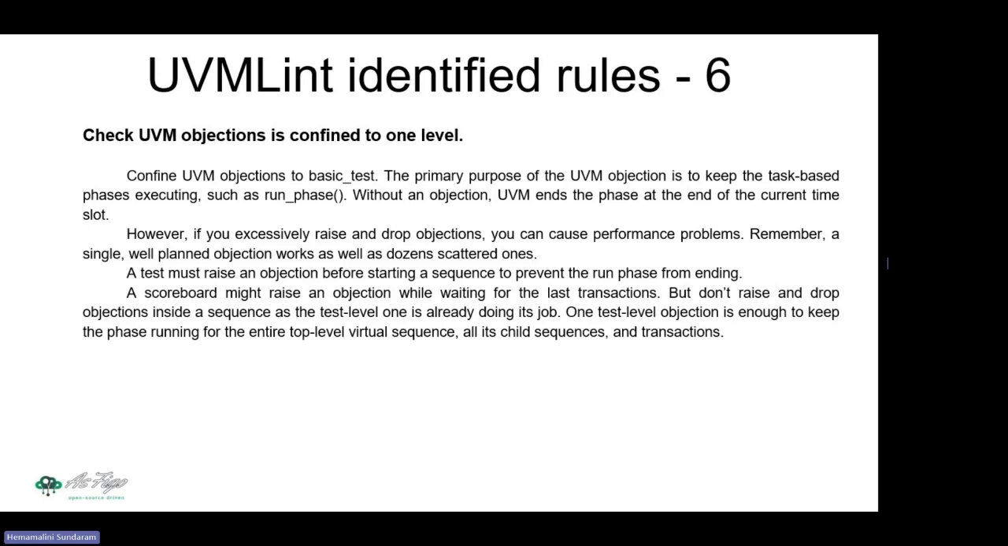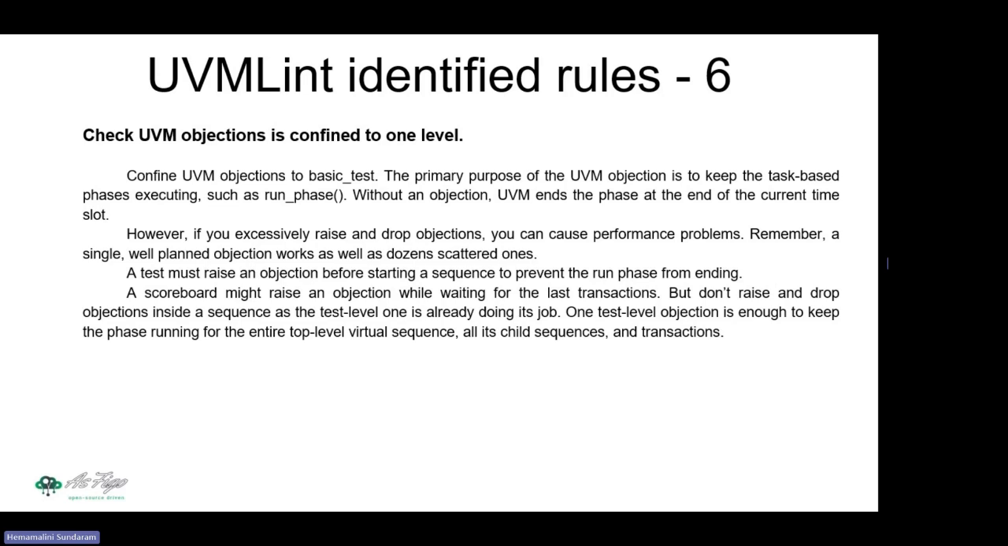Now, if we excessively raise and drop the objections, we can cause performance problems. A single well-planned objection works as well as dozens of scattered ones. A test must raise an objection before starting a sequence to prevent the run phase from ending. It's already running, and if you don't raise an objection, the sequence will keep running. So before starting a sequence, there must be an objection raised to prevent the run phase from ending.